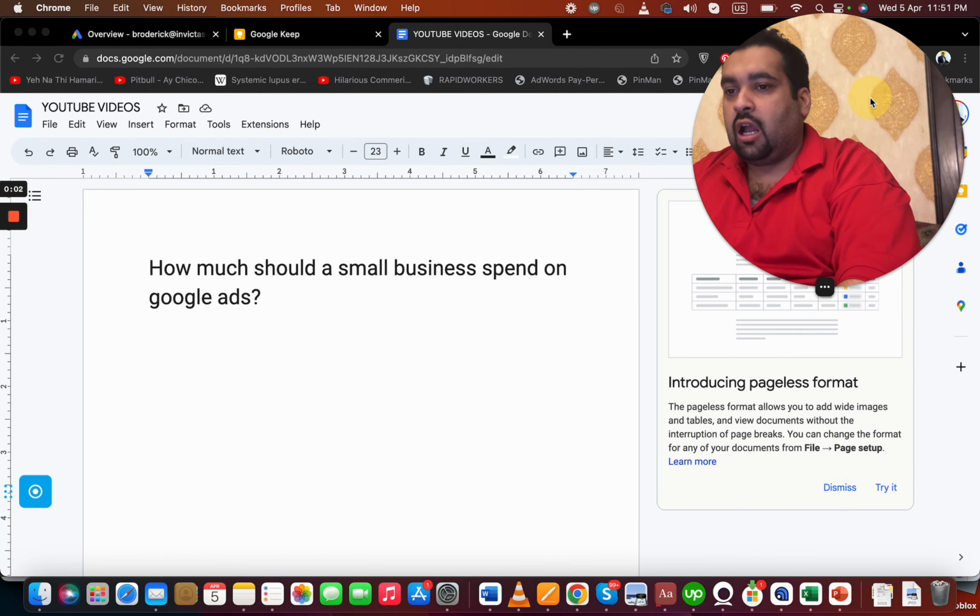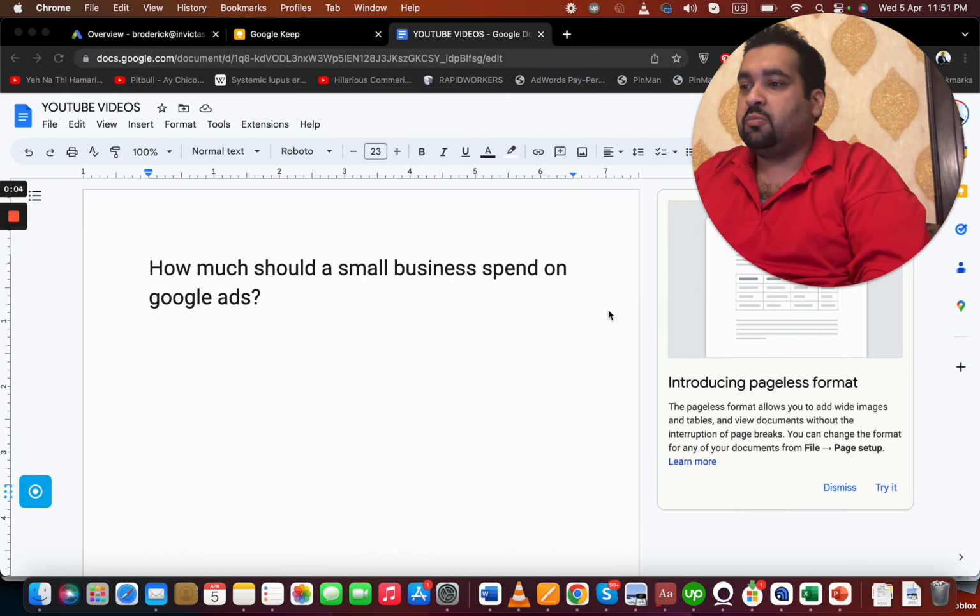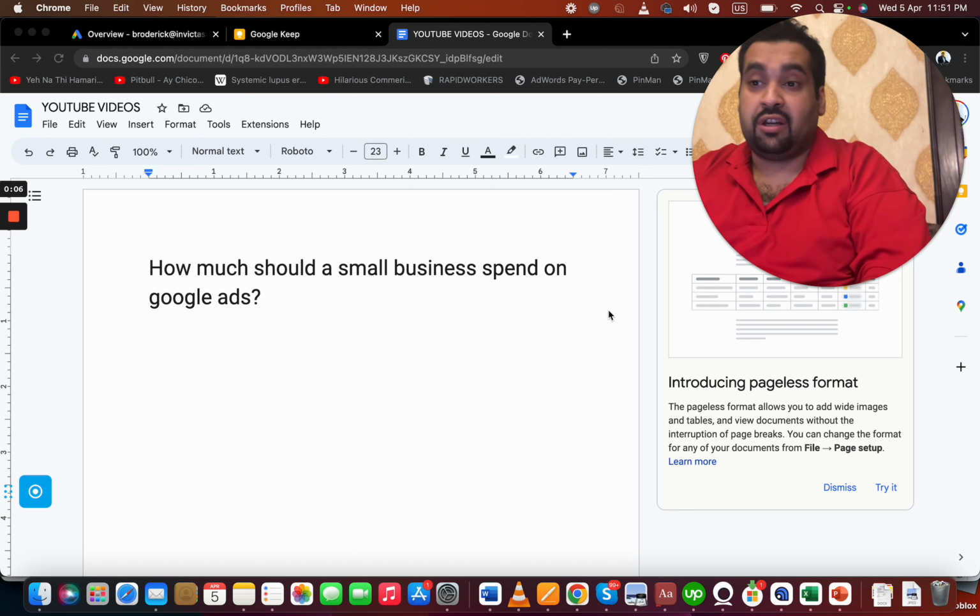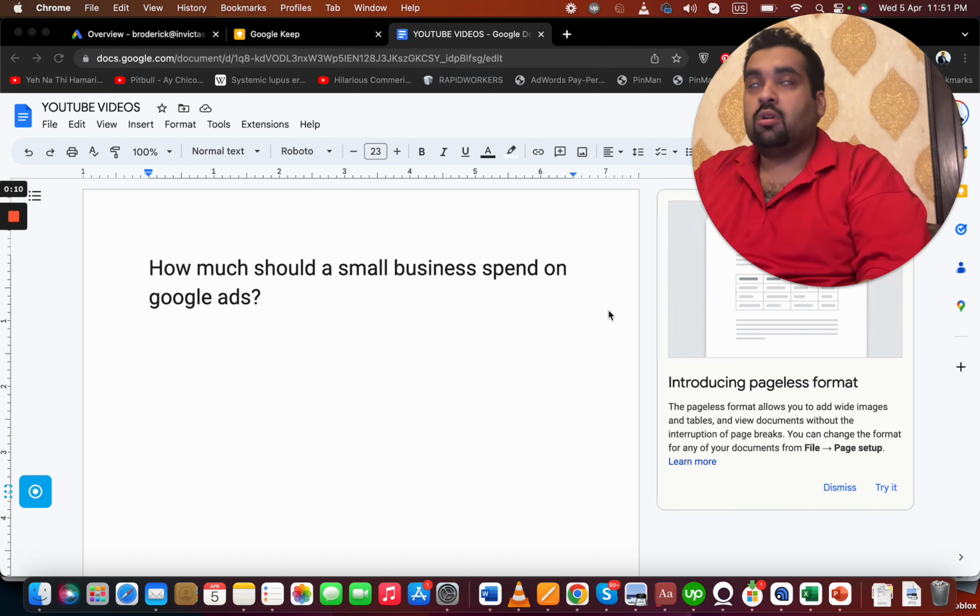So, how much should a small business spend on Google Ads? That's a very interesting question on how much money one should spend on marketing on Google Ads. Okay, the answer, it varies. It actually depends on what kind of a business you are.